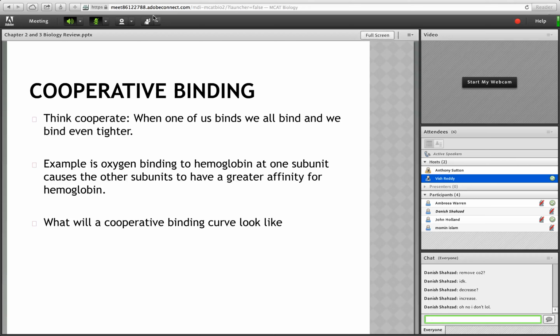Good, good. Okay, good, perfect. Okay, so everybody got that. So what will a cooperative binding curve look like? What do you think the curve would look like? Would it be linear? Would it be sigmoidal? What kind of curve?